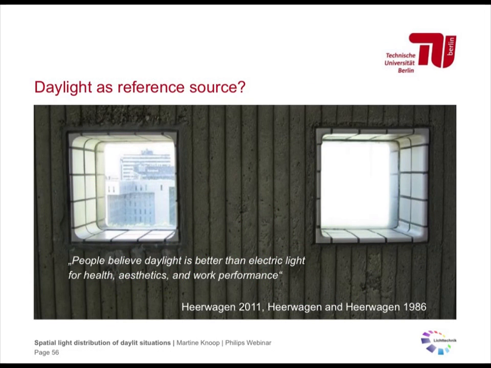Because we know that windows are important, research indicates that windows are preferred, or actually light from windows is preferred. The view and the provision of daylight are the most important qualities of the window. If we just look at the daylighting, research shows that people prefer daylight over electrical lighting, and they even believe it's better for their health and performance.